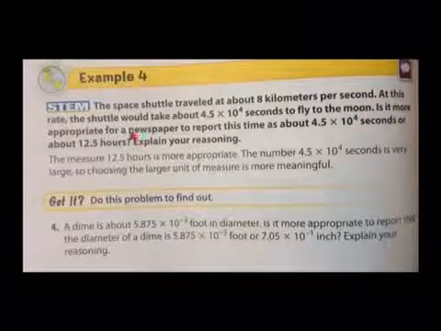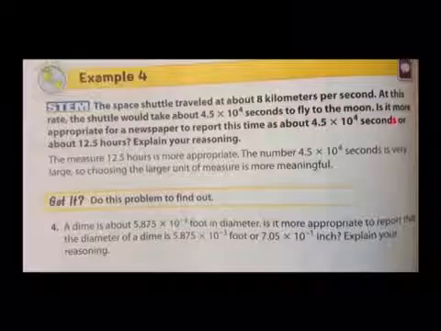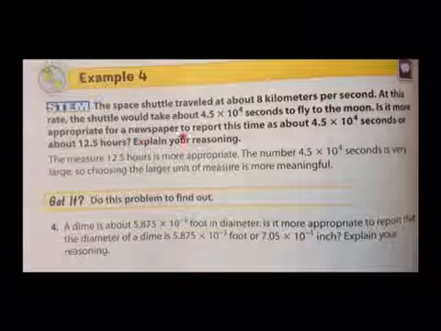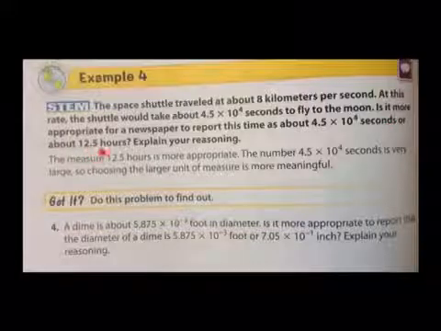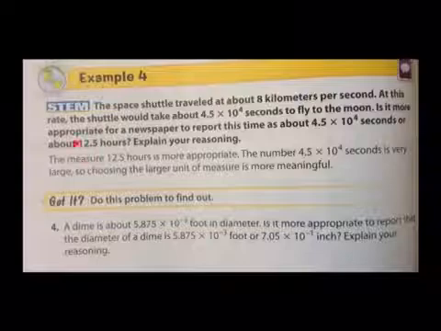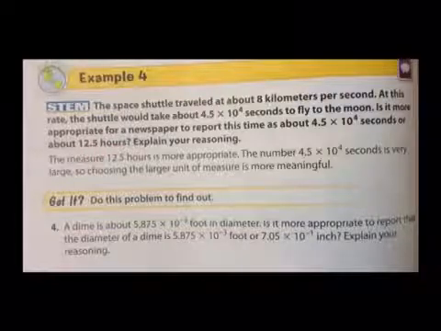At this rate, the shuttle will take about 4.5 times 10 to the power of 4 seconds to fly to the moon. Is it more appropriate for a newspaper, who's reporting it to the general public, to report this time as about 4.5 times 10 to the power of 4 seconds or about 12.5 hours? Explain your reasoning. Well, boys and girls, you should know that people are more familiar with time written this way than written this way in seconds, right?